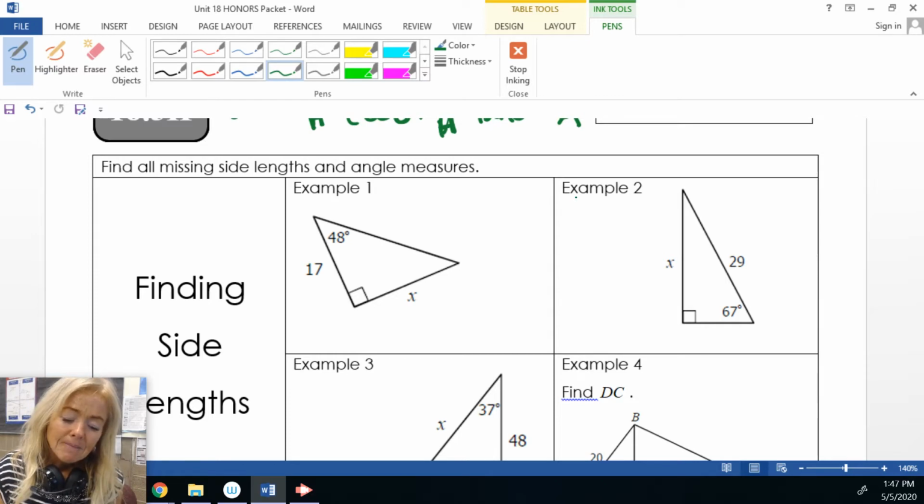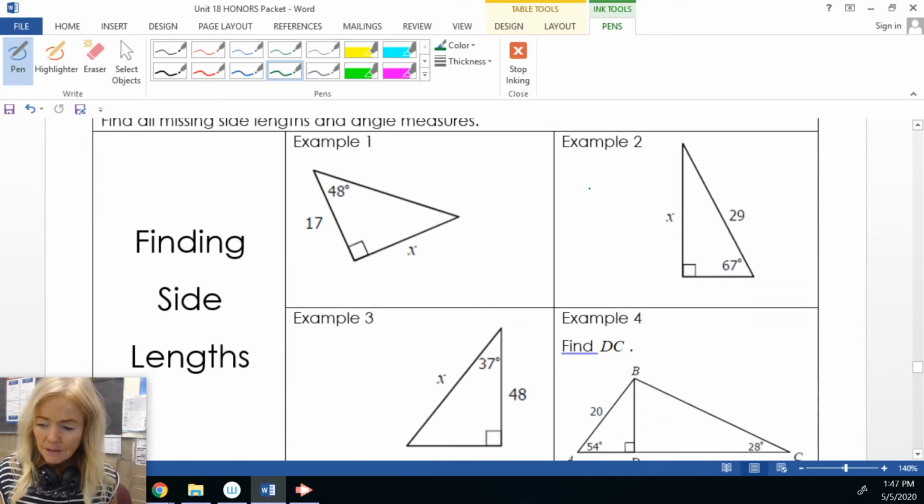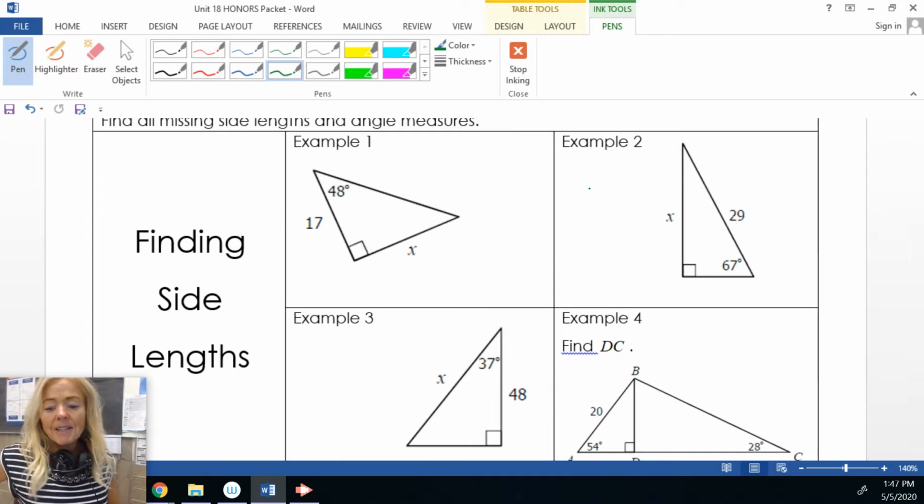So air traffic, air travel, space travel, all using trigonometry. Pretty cool. So we're going to look at just the basics today, and then on your next lesson, 18.6, I think we're at 5 now, yep, 18.6, we're going to look at some application problems. So find all missing side lengths and angle measures.